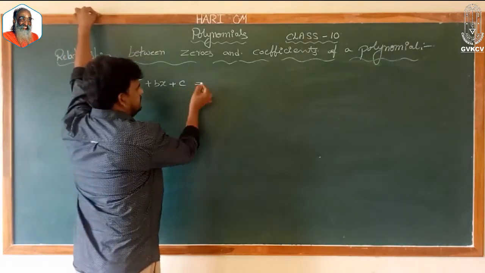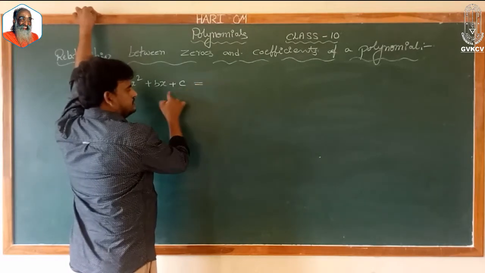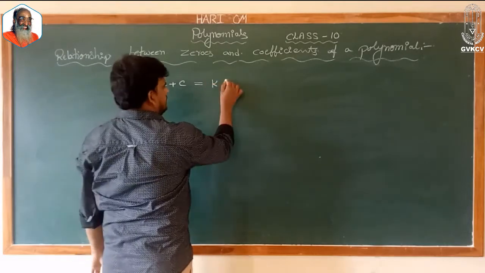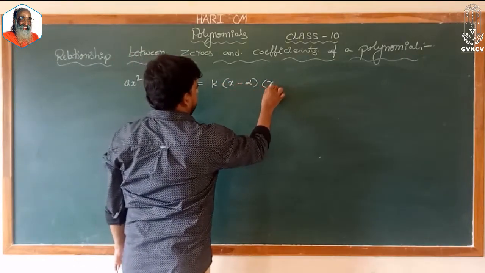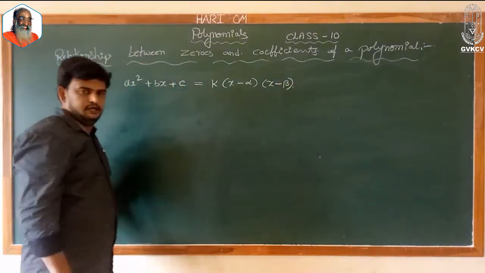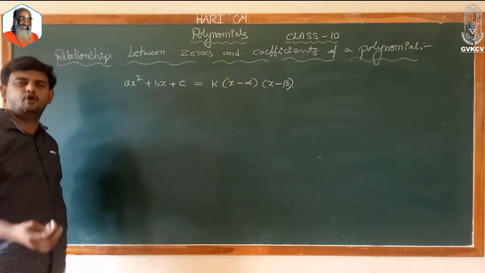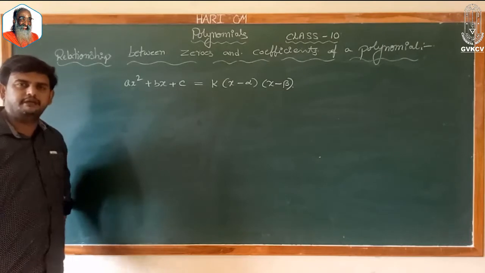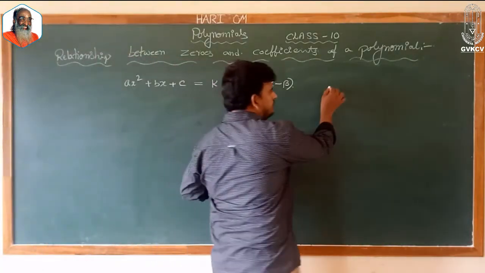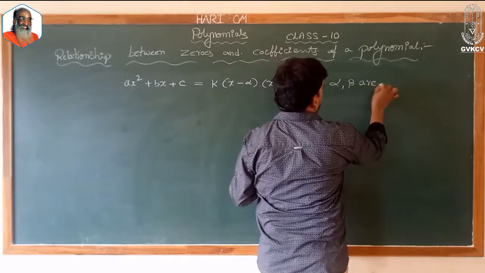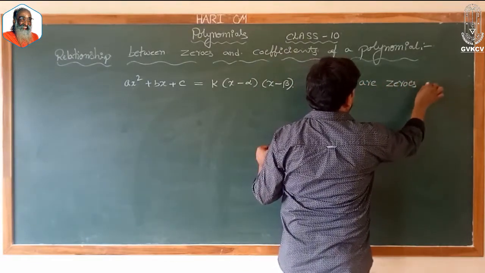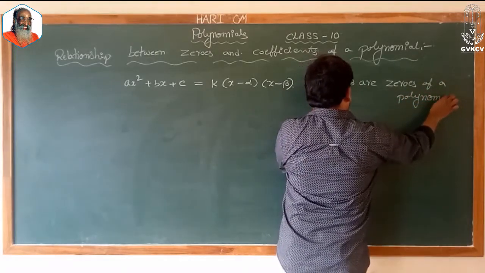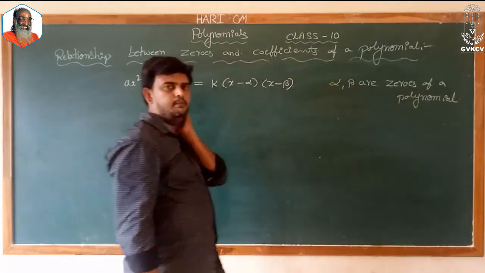when we go for factors of this, definitely we have some factors, that is k into x minus alpha into x minus beta. K is a constant. K into x minus alpha into x minus beta. Here alpha and beta are the zeros of the polynomial.